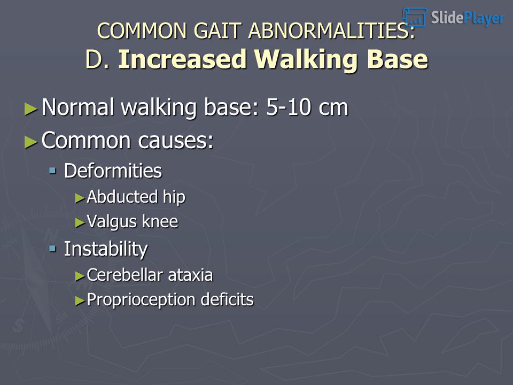Common gait abnormalities: D. Increased walking base. Normal walking base is 5 to 10 centimeters. Common causes: deformities, abducted hip, valgus knee, instability, cerebellar ataxia, proprioception deficits.